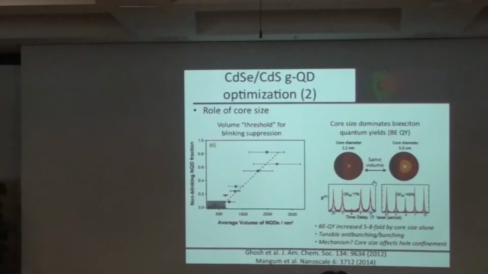And then a follow-on study with collaborator Han Htoon allowed us to extend our investigation beyond just blinking behavior to something potentially more interesting, that of biexciton quantum yields. And these are a direct reflection of how well we've suppressed Auger recombination. And what we found here is that indeed the large volume particles allowed us to suppress Auger recombination, as indicated by achieving high biexciton quantum yield.